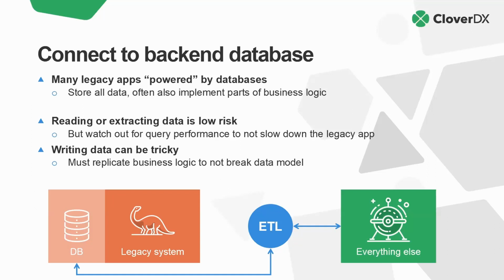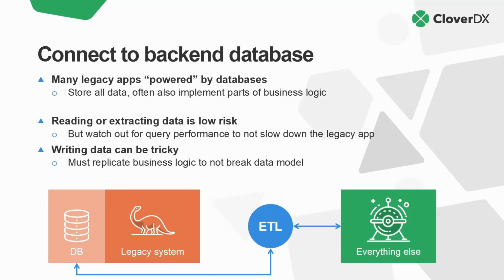a traditional approach, and often the road most traveled, is that many legacy apps are powered by databases in the backend, right? So think of an Oracle, MySQL, or Postgres DB running on some machine somewhere, and that's the backend DB of our legacy system, right? It'll store all data, but often implements part of the business logic as we're building through these data sets, right? So this is the actual raw data that we're using in this legacy system.